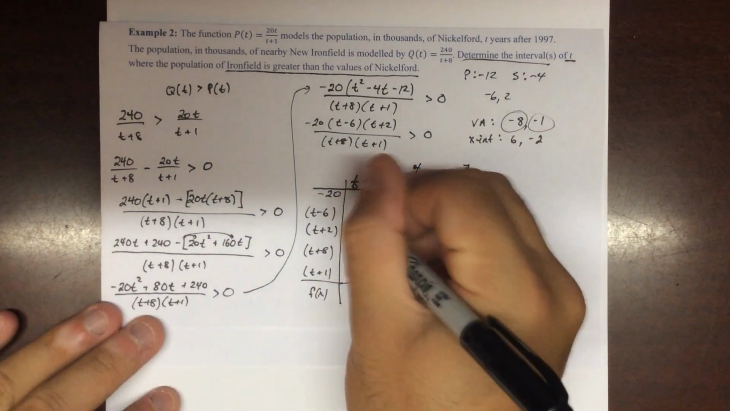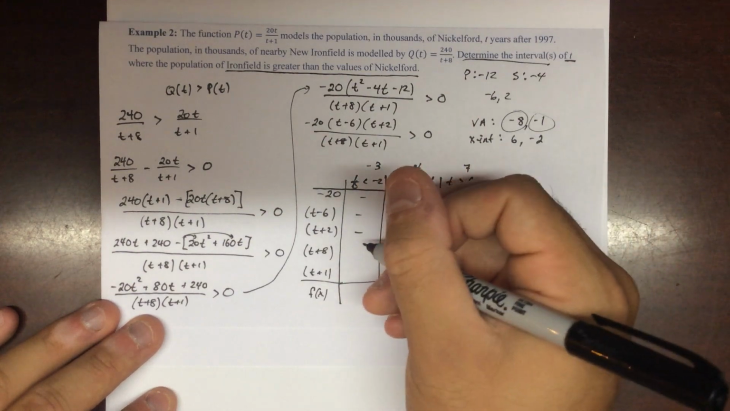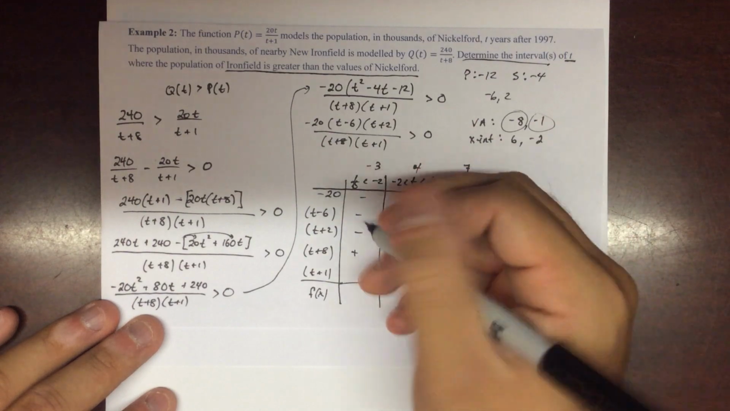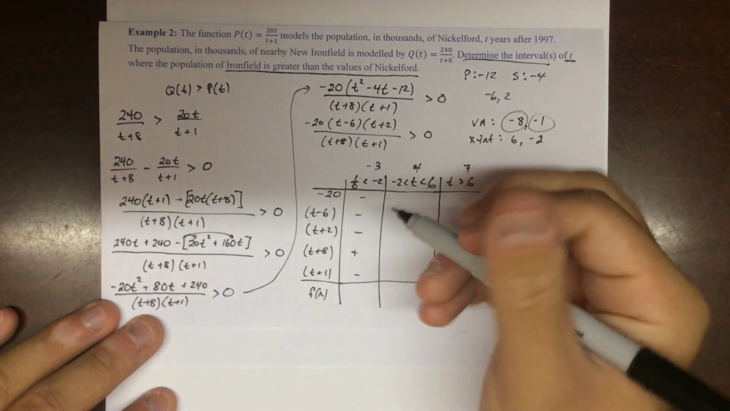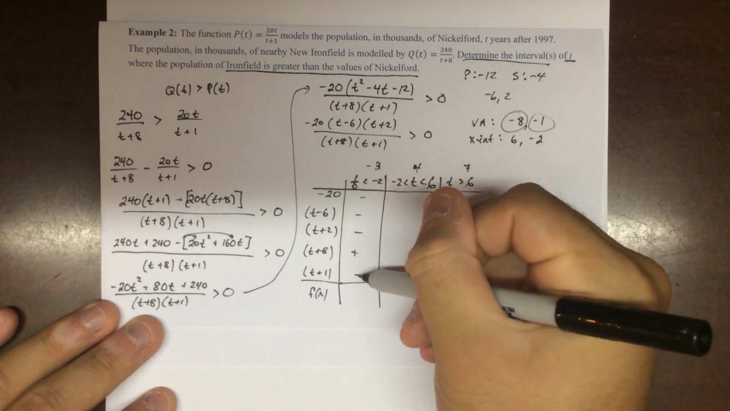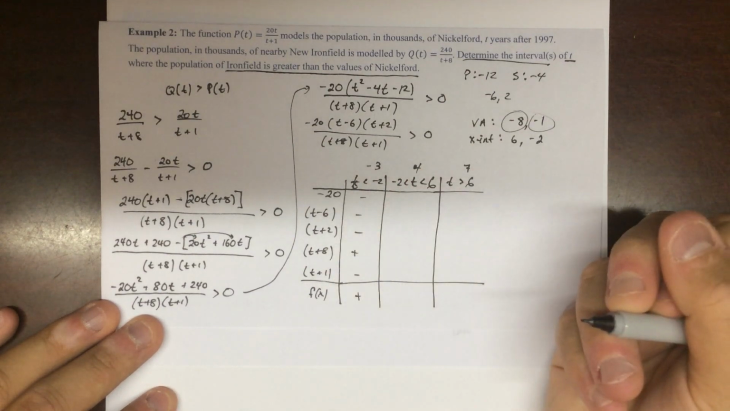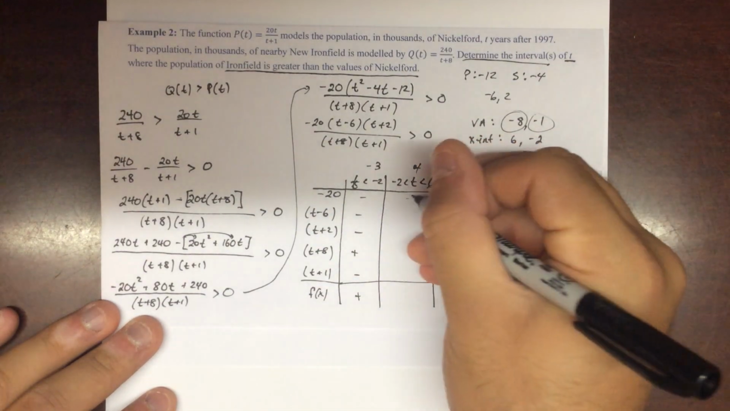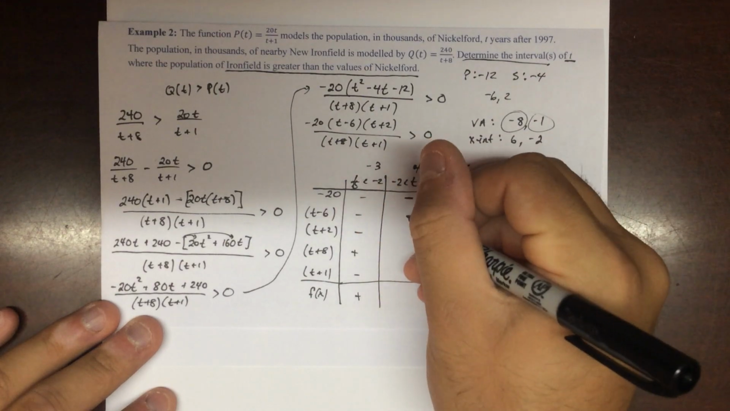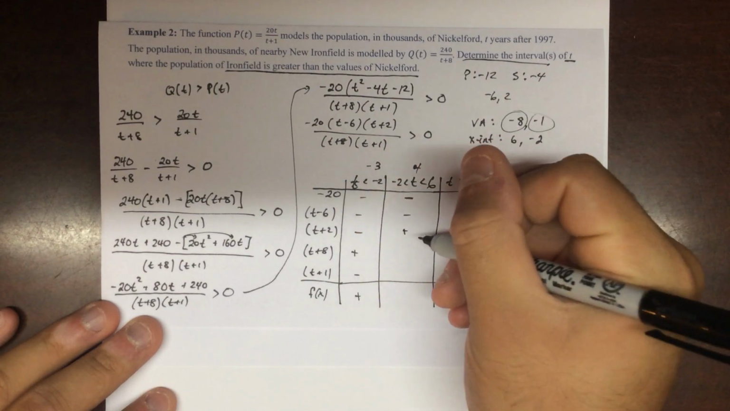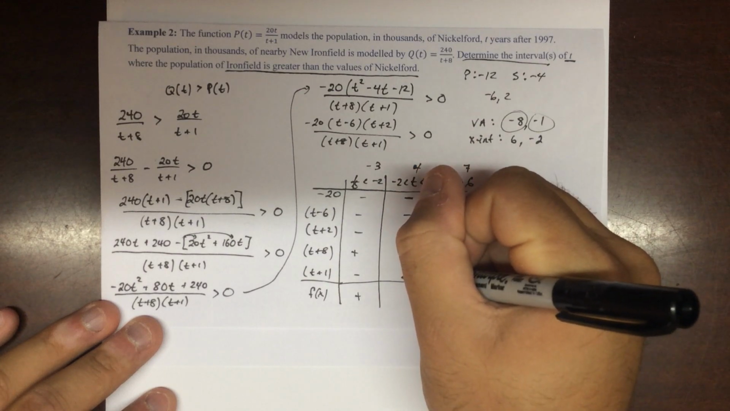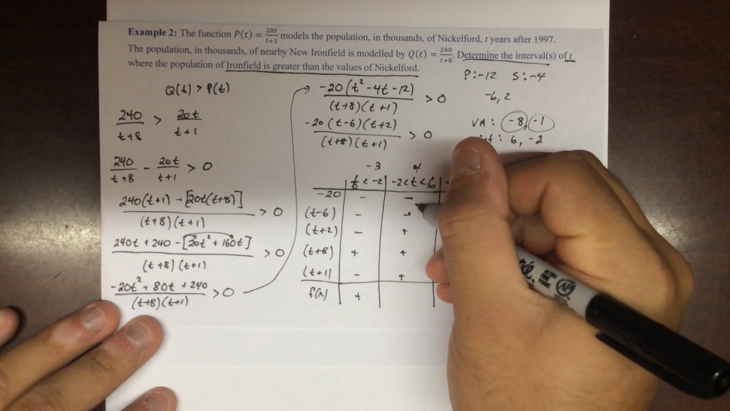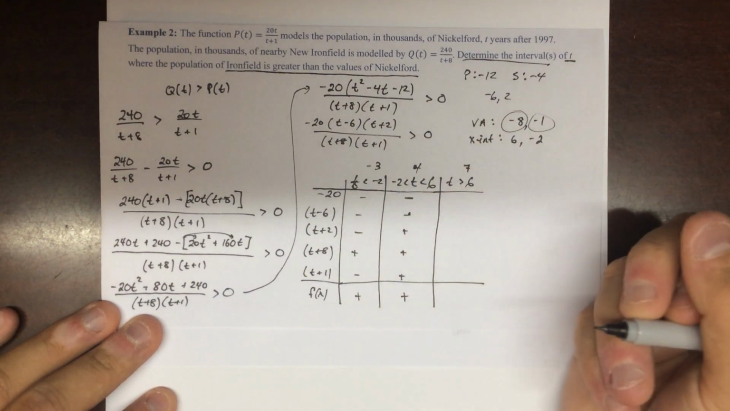-3 minus 6 is negative. -3 plus 2 is negative. -3 plus 8 is positive. -3 plus 1 is negative. So two negatives make a positive. Two other negatives make a positive, and I have a positive here. Now I have 4, which is a negative there. 4 minus 6 is negative. 4 plus 2 is positive. 4 plus 8 is positive. And 4 plus 1 is positive. Two negatives make a positive here, and the rest are positive, therefore that is also positive.